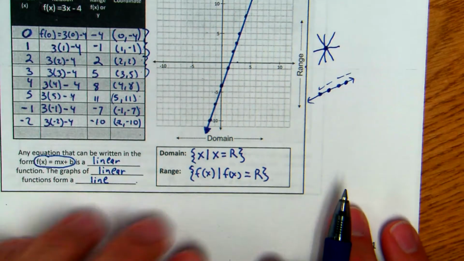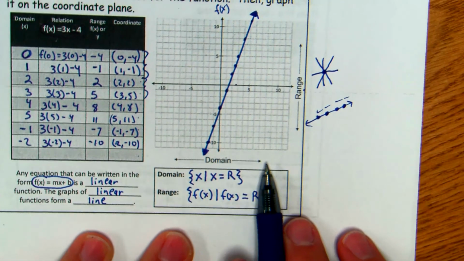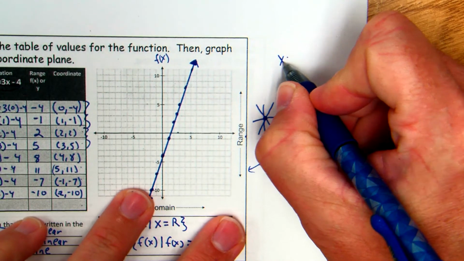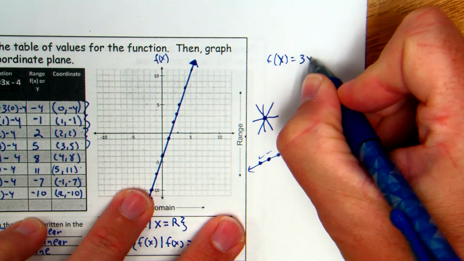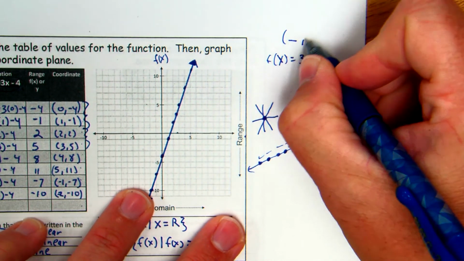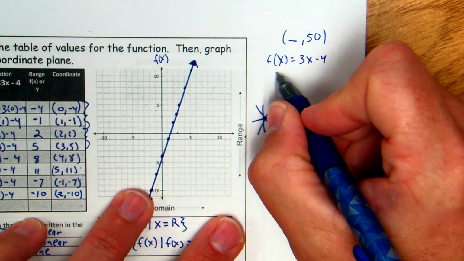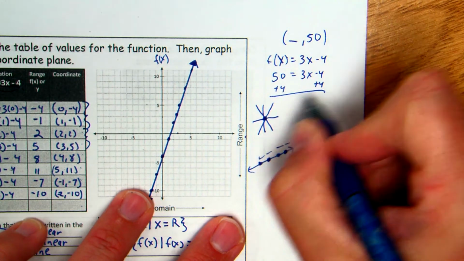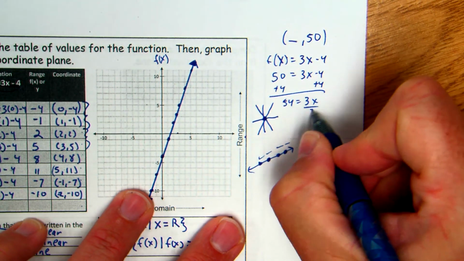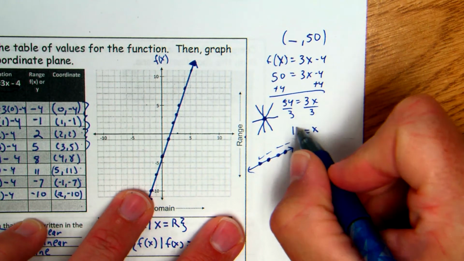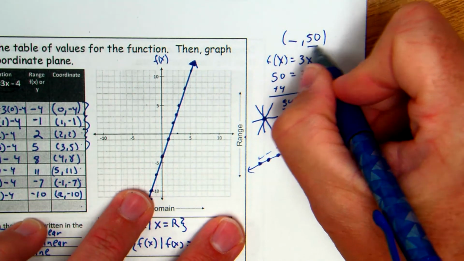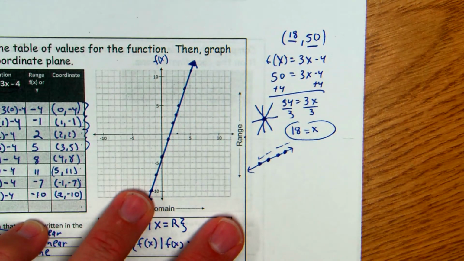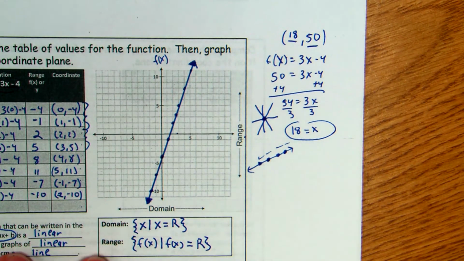Just as an example, let's say I wanted to get a y value of 50. If my function says y, or f of x, is equal to 3x minus 4, and I want to know what number will give me a 50, well, I just put a 50 in for my y and solve. 54 equals 3x, divide both sides by 3, x equals, I believe that's an 18. If I would like to get a 50 out of my function, I just need to make sure I put an 18 in.